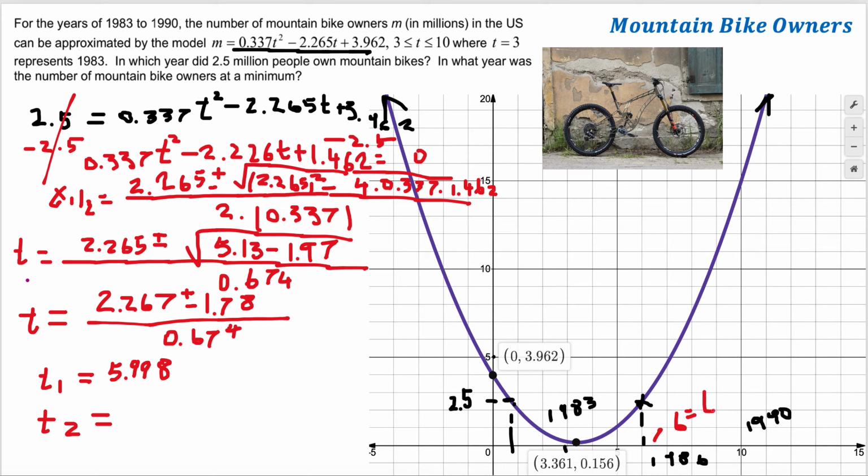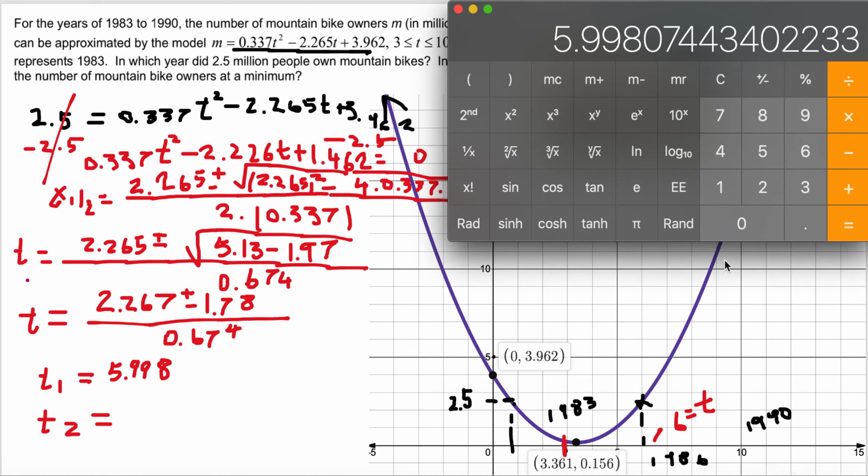So in the year 1986, we get 2.5 million bikers. There are going to be 2.5 million bike owners in 1986. But in 1981 there are also going to be 2.5, but we are looking within this interval, so for us it's not important to find the second value, but if we are interested to find it, we can find it very easily.